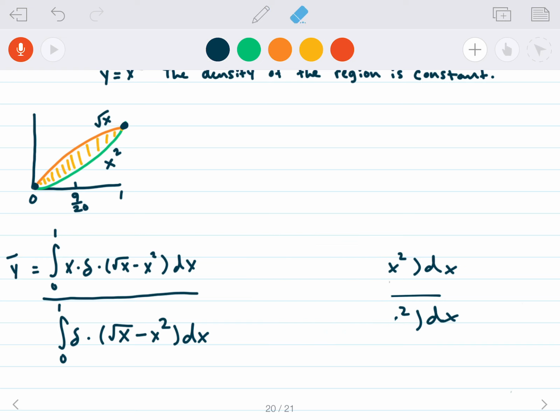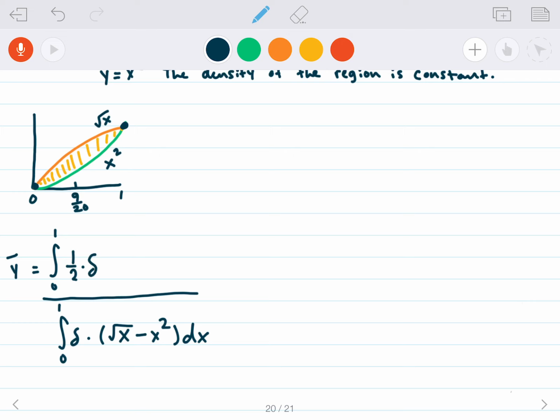Okay, so the bottom is going to stay the same. It's just the mass. The top, remember, it's going to be a little bit different. We're going to have a half times delta. We're not doing the x because it's a constant density. And then we have f of x squared minus g of x squared dx.